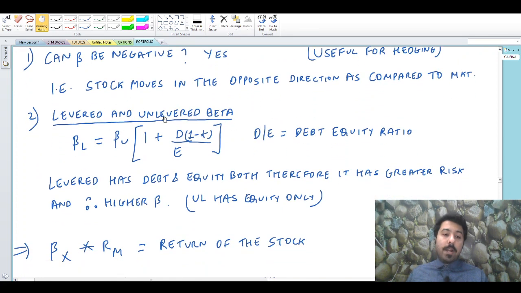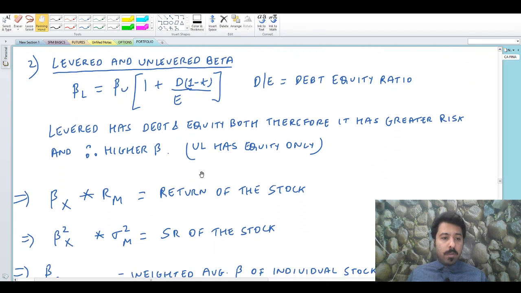Other thing related to beta can be levered and unlevered beta. Although it shouldn't be covered in this chapter, since we are discussing beta in detail, I decided to pick it up here. Beta levered is equal to beta unlevered into 1 plus D upon E, debt equity ratio, and since debt is always post tax, that's why 1 minus t. What is happening here? See, levered has debt and equity both, therefore it has a greater risk and higher beta. Unlevered has only equity. So 1 plus debt upon equity; we are including the effect of that to get to levered from unlevered.